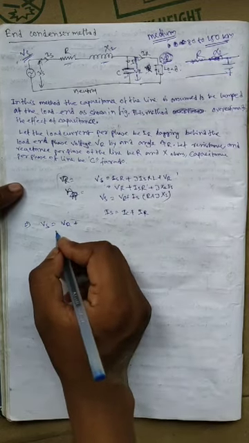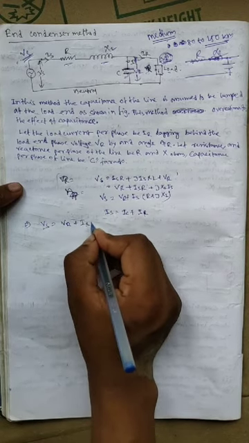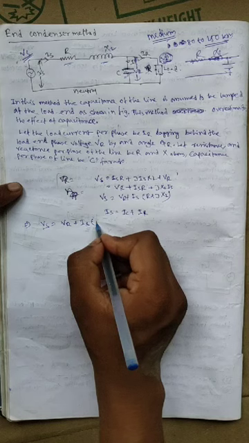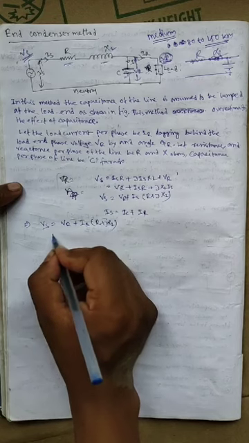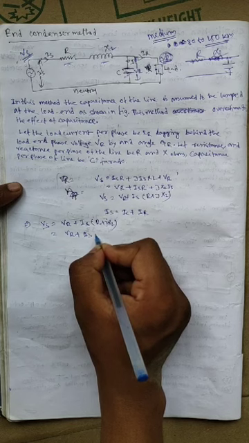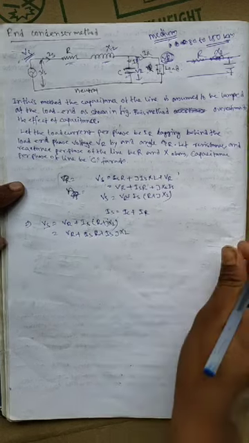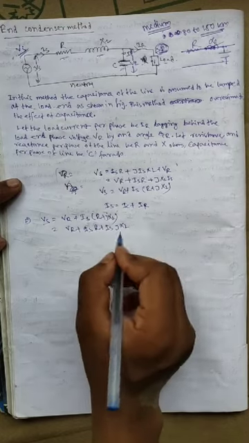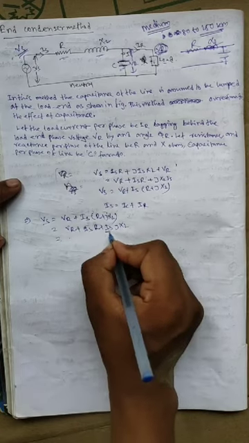So what do we say? Vs is equal to VR plus Is, the sending end current, times the drop. Which type of drop do we get here? R drop plus XL drop, jXL drop. That means Vs equals VR plus Is into R plus Is into jXL.